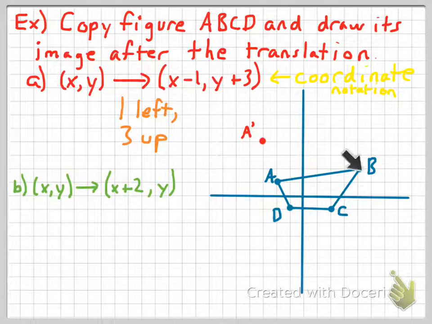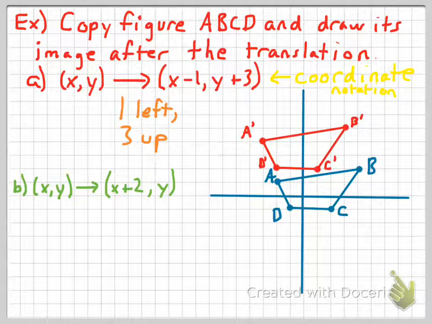So point B, I would go 1 unit left and 3 units up to get to its image. So here is the image of point B. That's B prime. Go ahead and do that with all of the vertices of this figure. And thus the entire figure is translated.